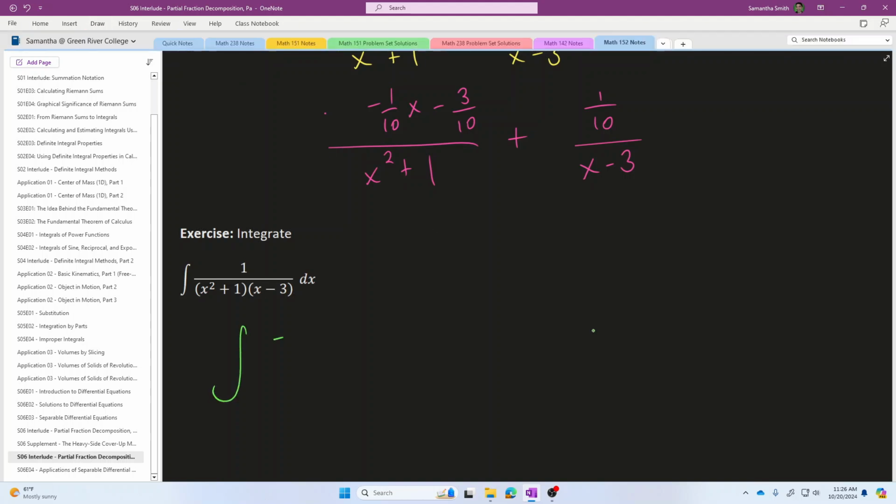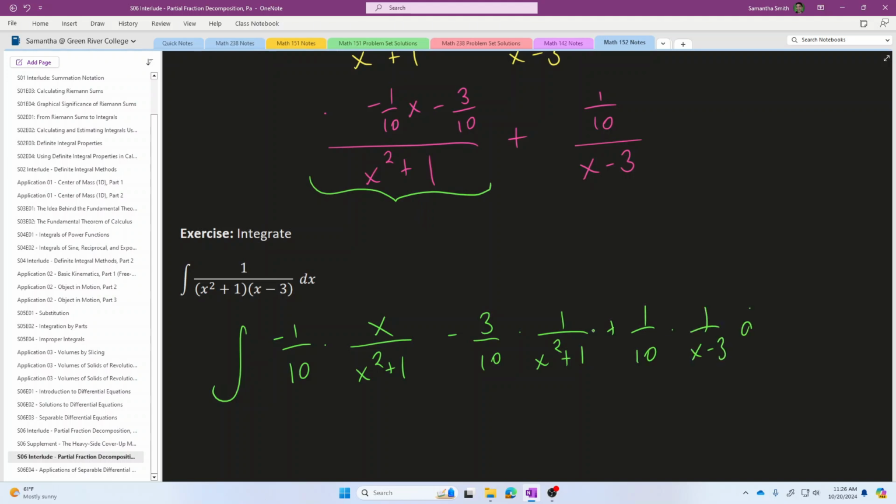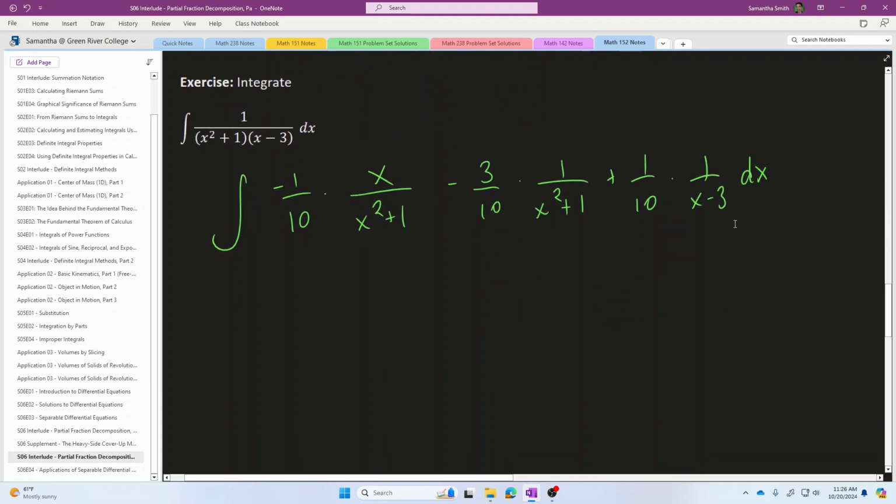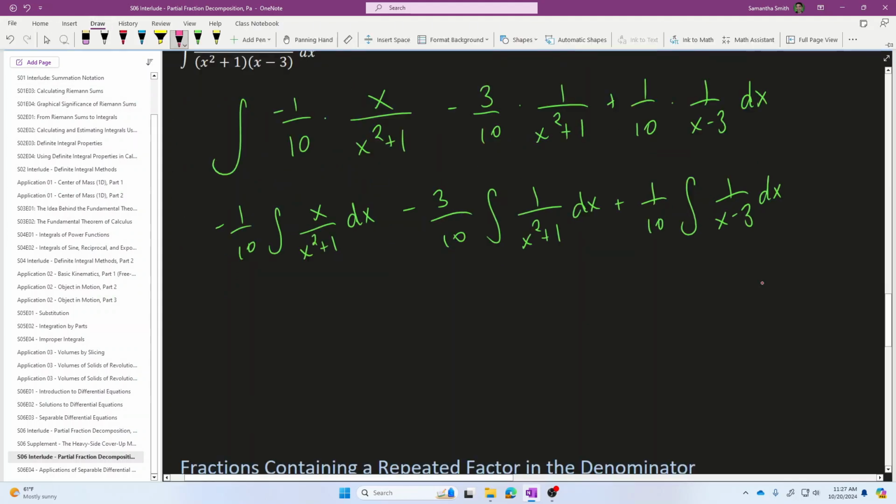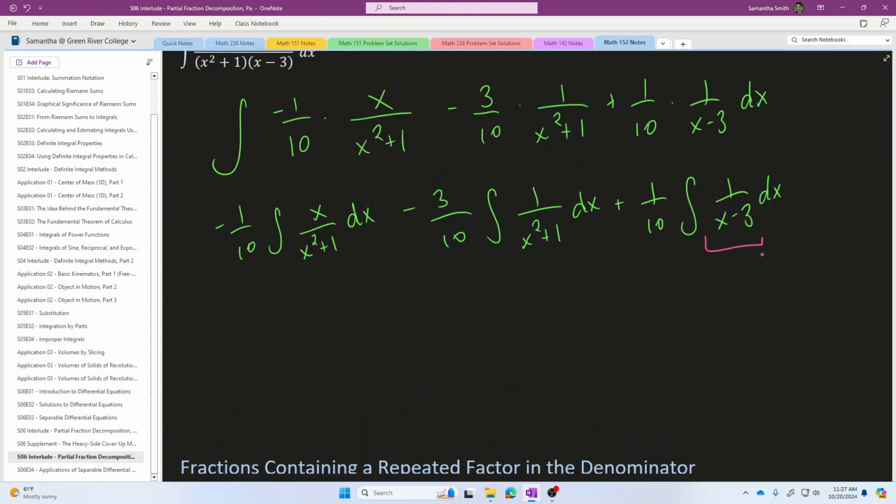Integrating, for example, negative 1/10 times x over x squared plus 1, negative 3/10 times 1 over x squared plus 1, that is what's become of this first fraction here, and then positive 1/10 times 1 over x minus 3. That's what's become of this fraction here in the back. Now each of these terms can be integrated using a slightly different technique. This one on the right-hand side is familiar to what we've seen in the previous couple of videos. This could be integrated using a u substitution.